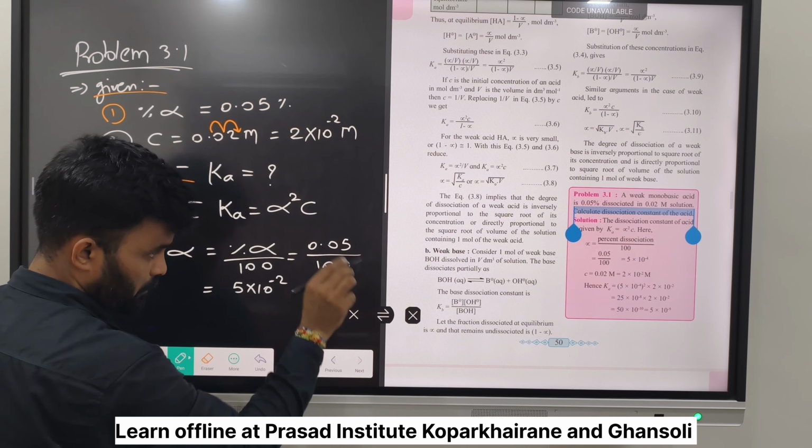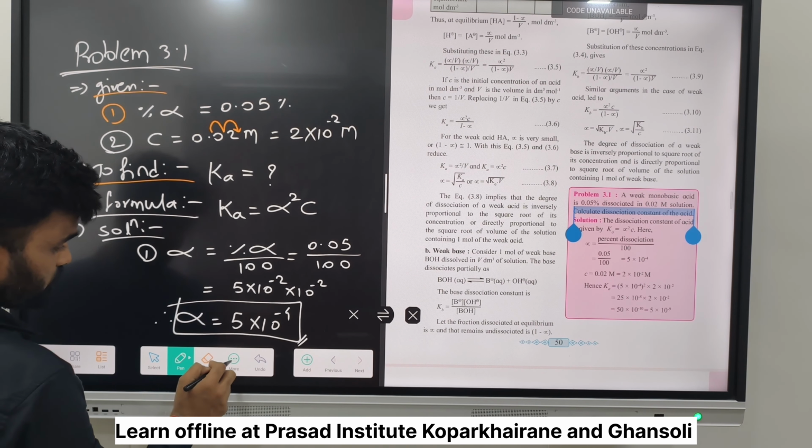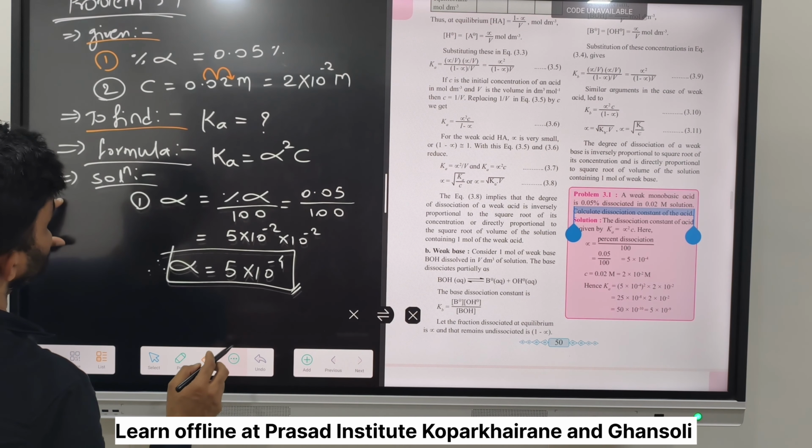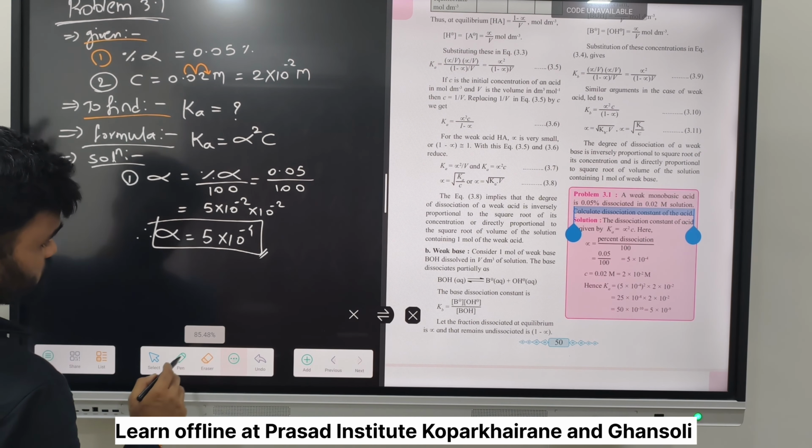What do we get? 100 is 10 to the power 2. If it goes up, it becomes minus 2. Therefore, alpha is equal to 5 into 10 to the power minus 4. First part done. Good. Now the second part, alpha square into C.